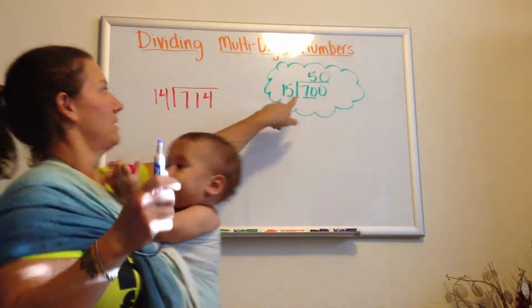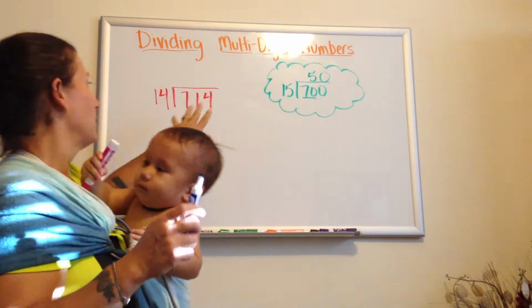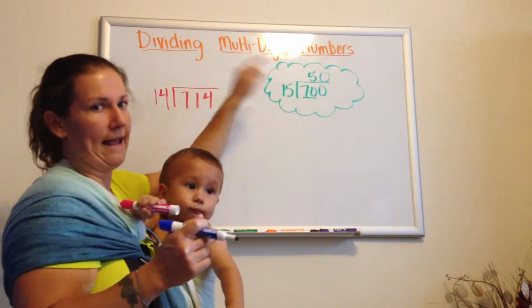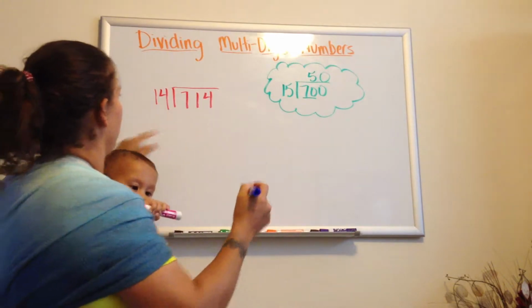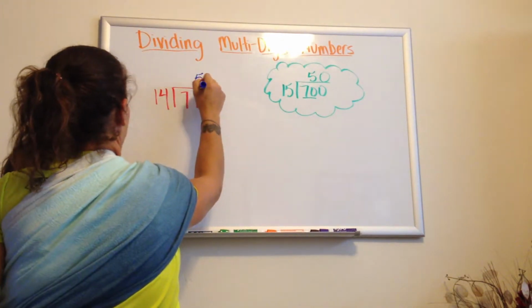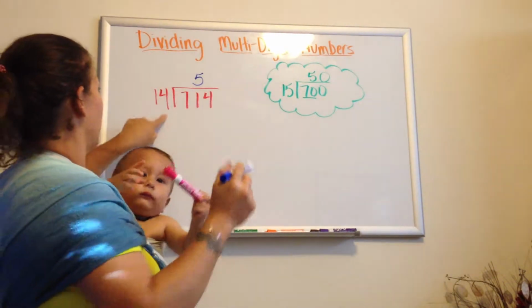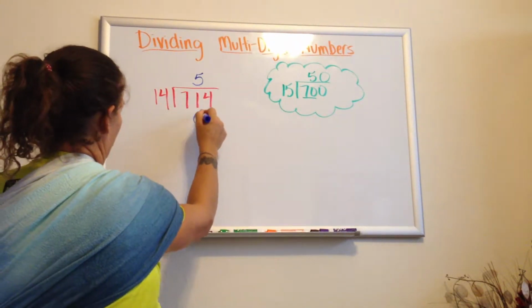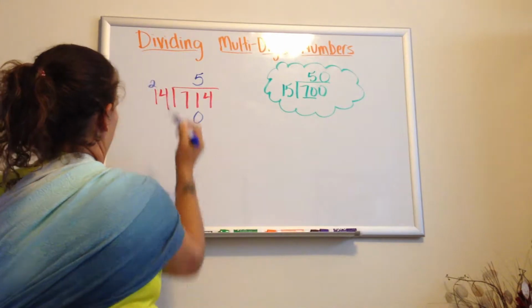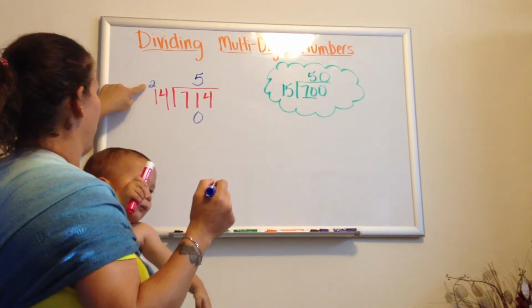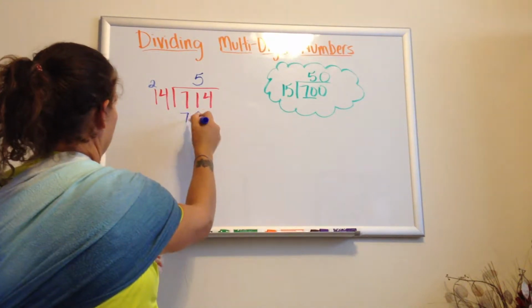I'm going to use this estimation to come up with the numbers over here. So I want to first try a 5. So 14 into 71, 5 times. And then I multiply it by the 4. 5 times 4 is 20. My 0 goes down here, and I carry the 2. Then I multiply 5 times 1 and add 2, and I get 7.